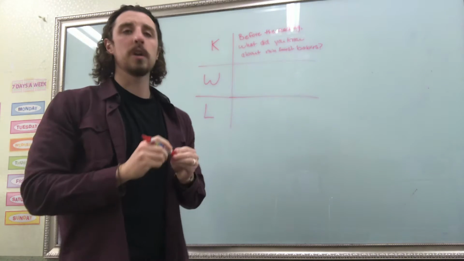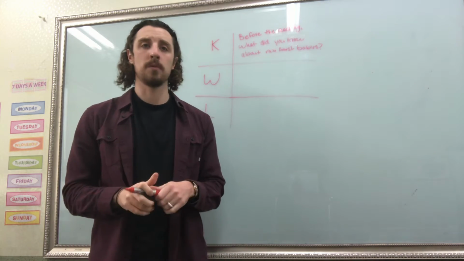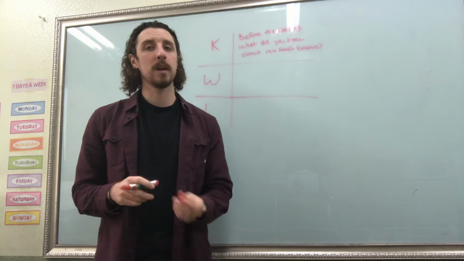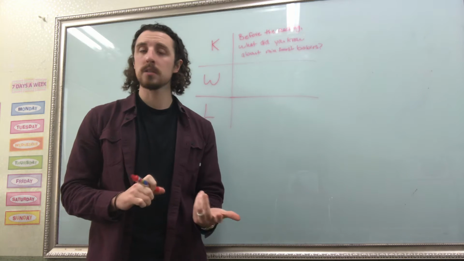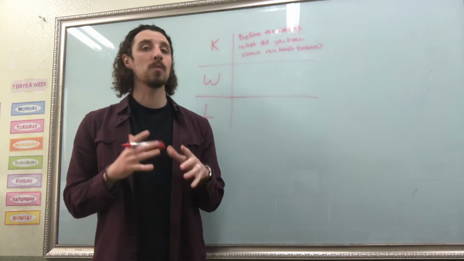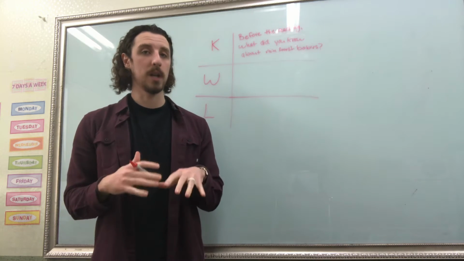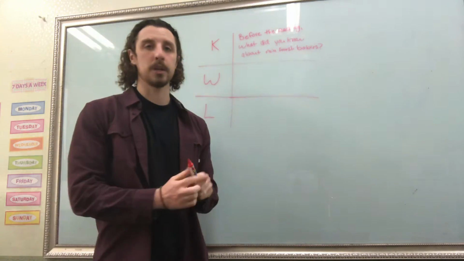So before we started reading this story, what did you know about animals that lived in the rainforest? Did you know what kind of animals lived there? What they ate? Did you know anything about rainforests? What they look like? Where they are? So anything that you might have already known before the reading, you're going to put in the K section, okay? So that's the top section.